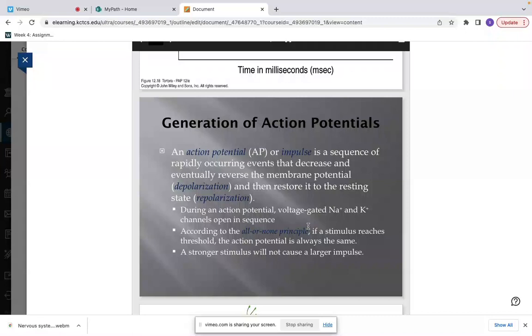What is causing depolarization and repolarization? It's these voltage-gated sodium and potassium channels. Okay, and I want you to know that action potentials either happen or they don't happen. This is called the all or none principle. Okay, so if a stimulus reaches the threshold, meaning it reaches past that -70 to like -55, then the action potential happens. If it doesn't, then it doesn't happen. This is called the all or none principle. This is very important for examination purposes.